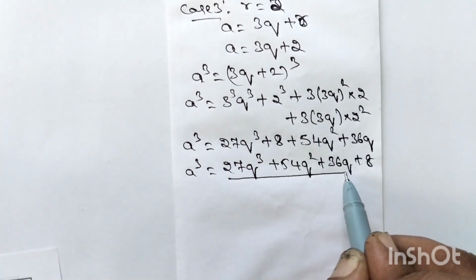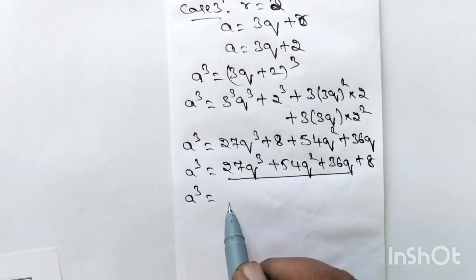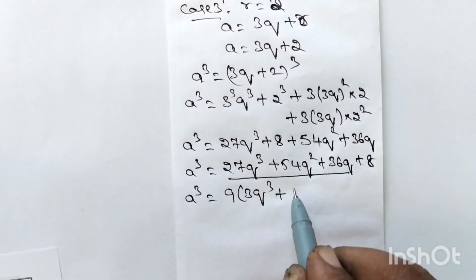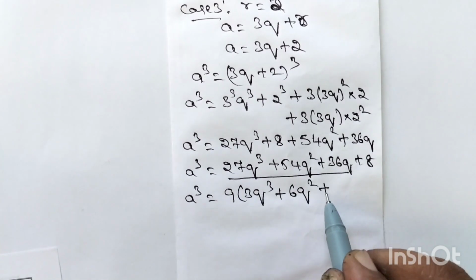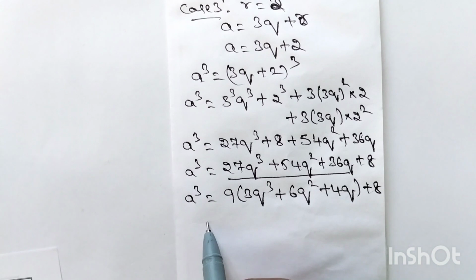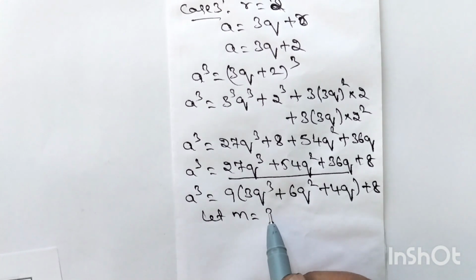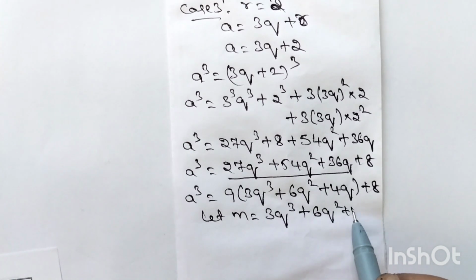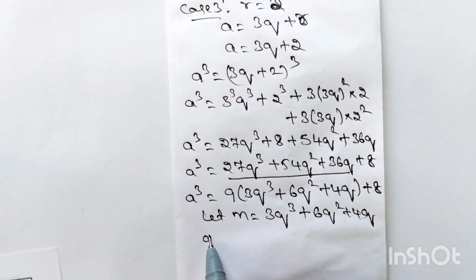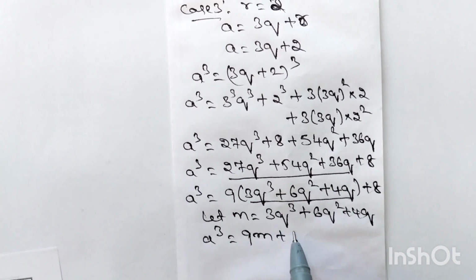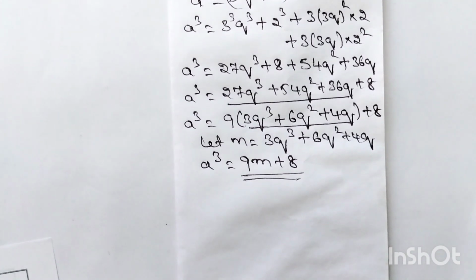Among the first three terms, you take 9 as common. If I take 9 common, 3q cube, 9 3s are 27, 9 6s are 54q square, plus 9 4s are 36q, plus 8. So now let m is equal to whatever is there in the bracket, 3q cube plus 6q square plus 4q. So therefore a cube is equal to 9m plus 8. Therefore the cube of any integer is in the form of 9m plus 8.